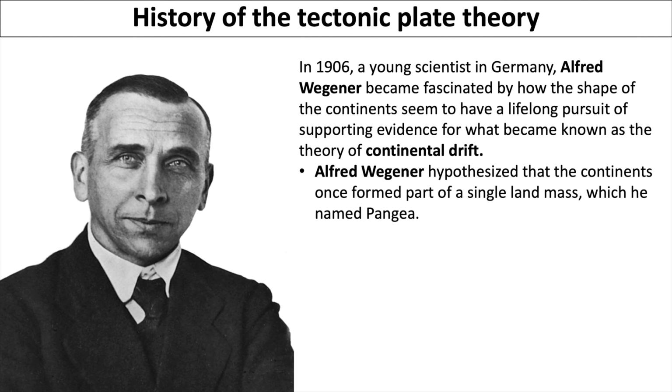In 1906, a young scientist in Germany, Alfred Wegener, became fascinated by how the shapes of the continents seemed to fit together. He began a lifelong pursuit of supporting evidence for what became known as the theory of continental drift. Alfred Wegener hypothesized that the continents once formed part of a single landmass, which he named Pangaea.